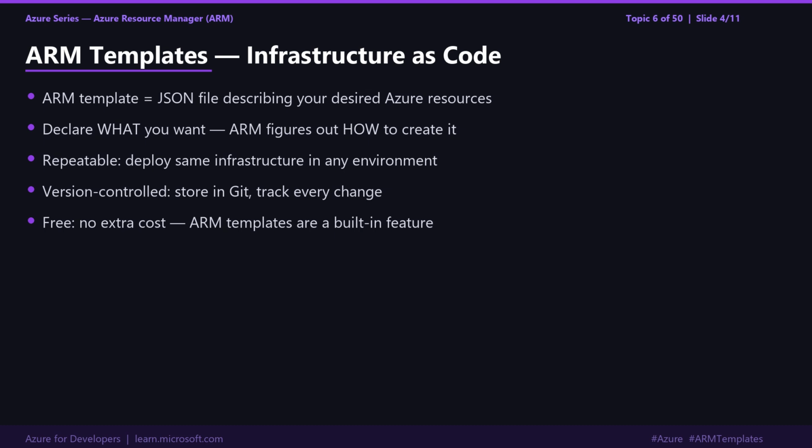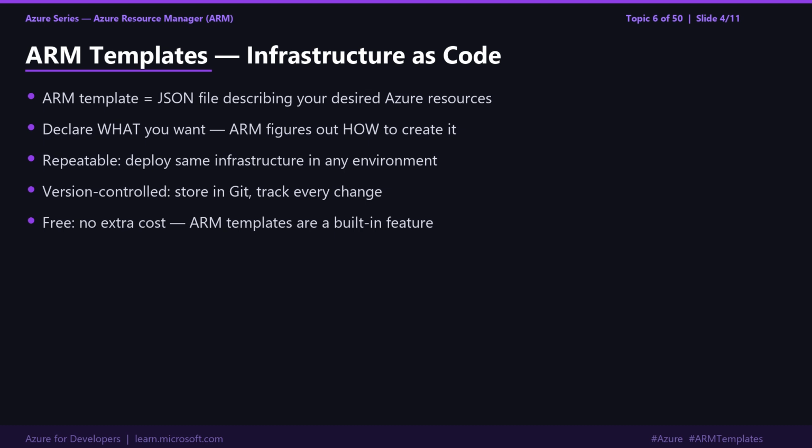Second, version control. ARM templates are just JSON files. You commit them to your Git repository. Every change is tracked. You can review infrastructure changes in pull requests the same way you review code changes. You can roll back to a previous state. Infrastructure becomes auditable and collaborative, just like application code.